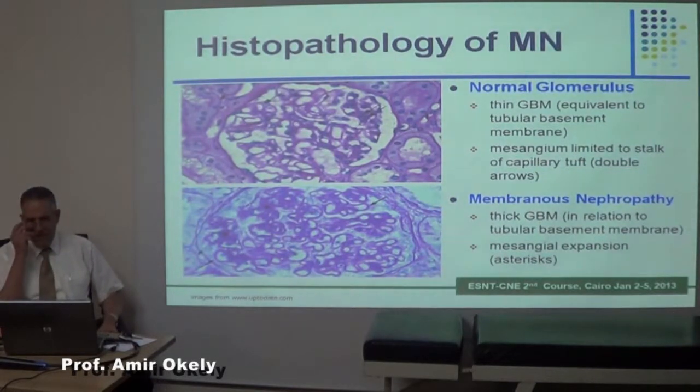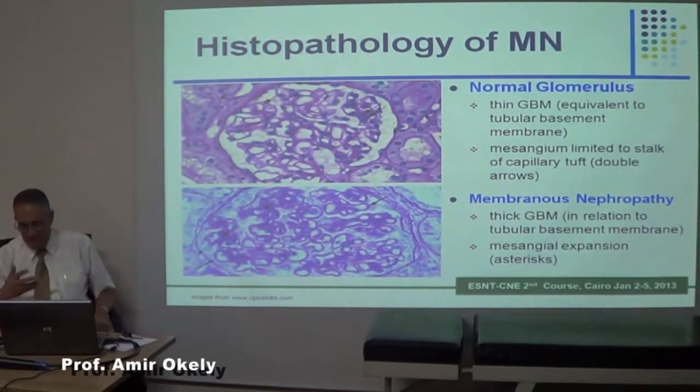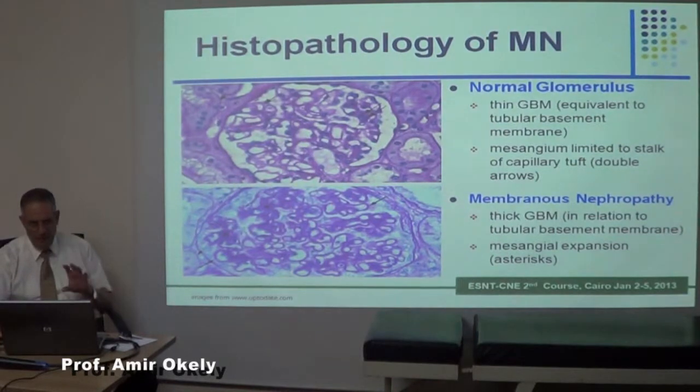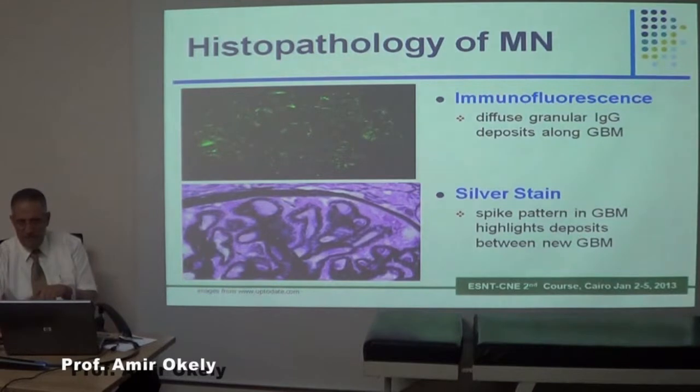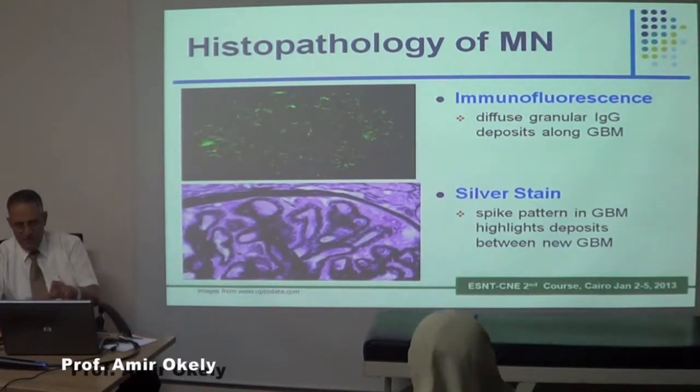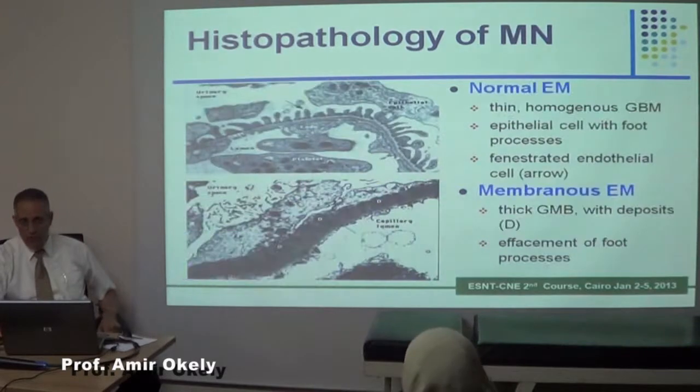What about histopathology? I think Dr. Mona, of course, gave us a good explanation of histopathology, but I will show you some sample slides. This is the normal glomerulus by light microscopy. What usually occurs in membranous nephropathy? There is thickening of the glomerular basement membrane and mesangial expansion. Immunofluorescence shows diffuse granular IgG deposition along the glomerular basement membrane, and silver staining usually shows a spike pattern in the glomerular basement membrane.